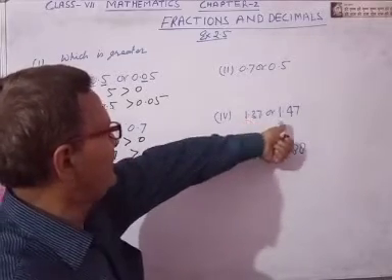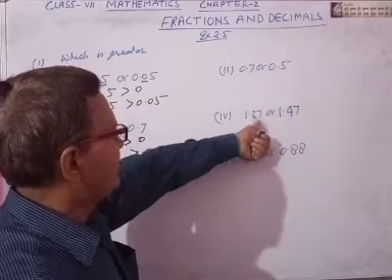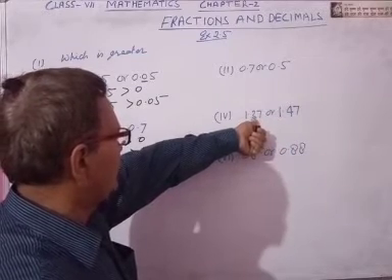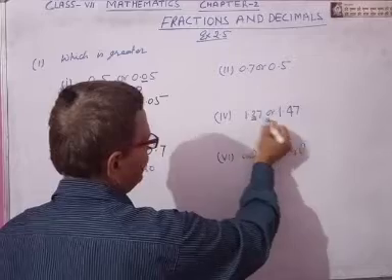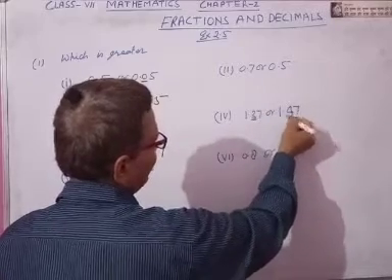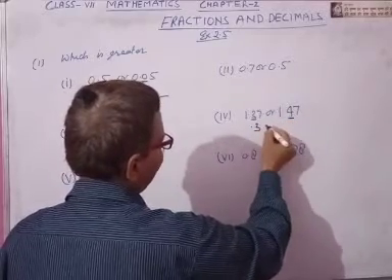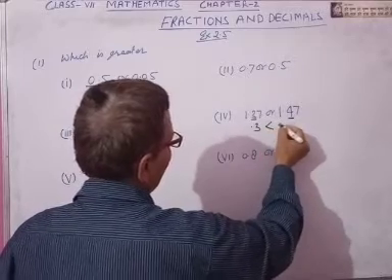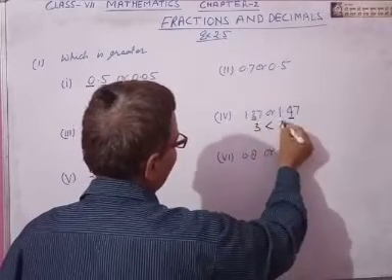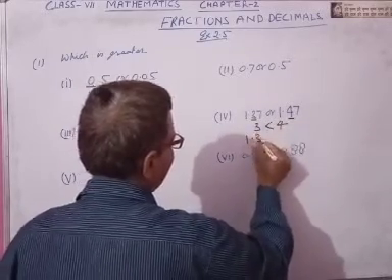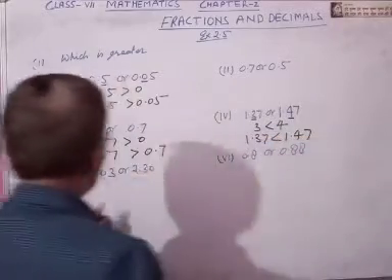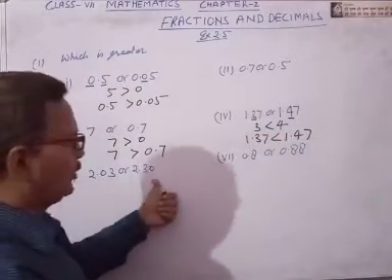Here the whole part is 1, and after the decimal, the leftmost place is 3 here and 4 here. So this will be greater than this. Since 3 is less than 4, 1.37 is less than 1.47. This part you can do by your own.